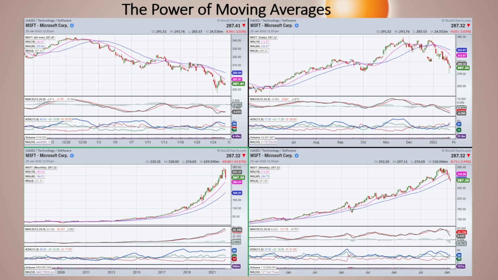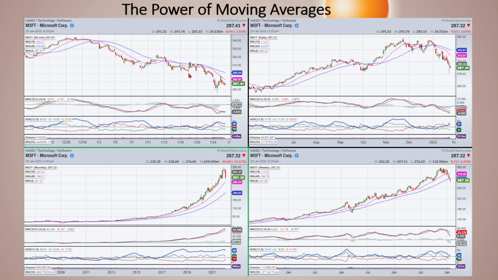If we go to the daily chart, now we start to see that while we have an uptrend on the monthly and a neutral trend on the weekly, we've got a downtrend on the daily chart. See how the 18 is below the 40 and price is making lower highs and lower lows below this. So if I'm just looking at this time frame, it is in a downtrend.